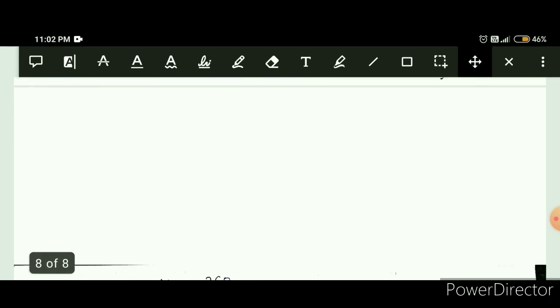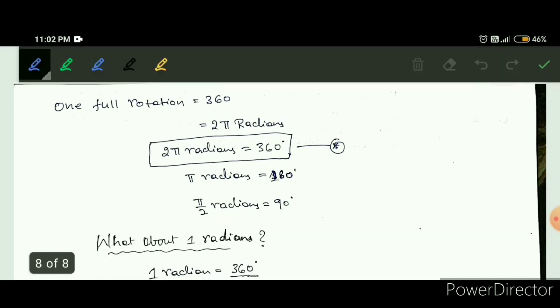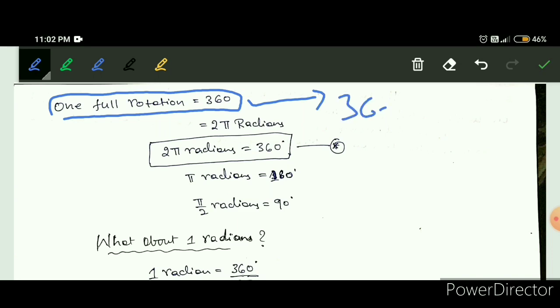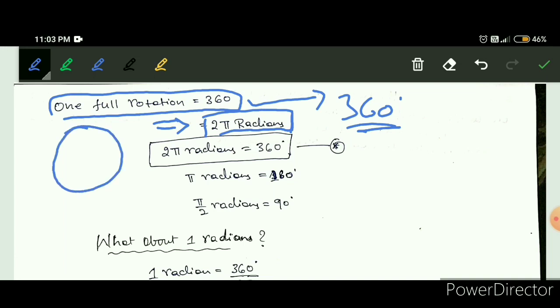So next we can find one full rotation. We already discussed 360, and I already said why 360 degrees for one full rotation. So one full rotation is 360 degrees. Then for one full rotation, how many radians do we need? 2 pi radians. We need 2 pi radians for one full rotation of the circle. Then from the above two equations we can write 2 pi radian is equal to 360 degree. I consider this as equation star. Now from this we can conclude pi radian is equal to 180 degree.